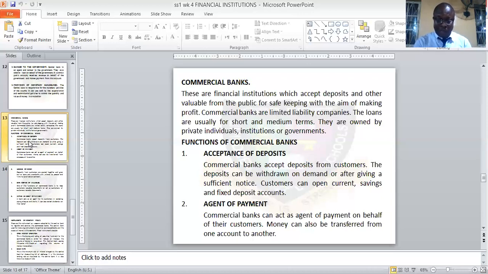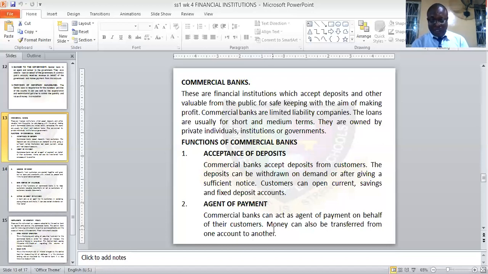We have types of bank account: the current account, the savings account, and then the fixed deposit account. With a fixed deposit account, when you open it, you are meant to withdraw from that account after 6 months. If you come before then, they will not attend to you. If you want to withdraw, you have to give them notice, such as 2 weeks, 4 weeks, or 40 days.